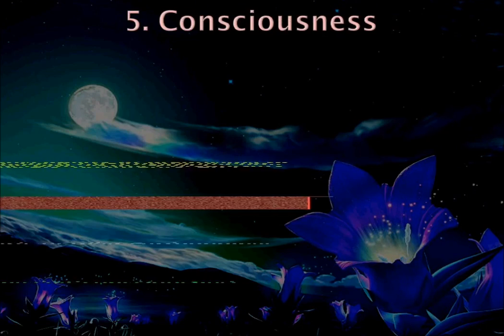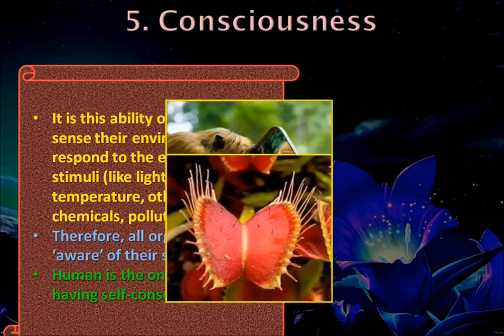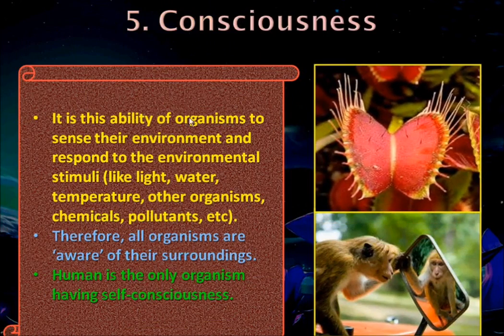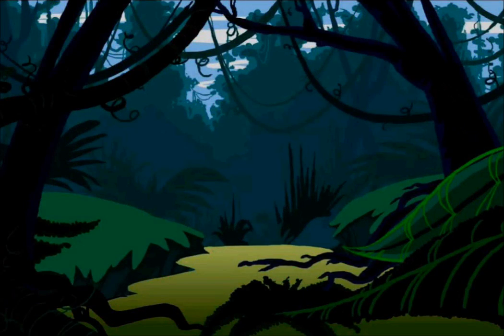So now let us define consciousness. So it is the ability of organisms to sense their environment. So all the living organisms, they will respond to certain stimuli. So these stimuli may be light, water, temperature, or maybe other organisms, chemicals and certain pollutants. So all the living organisms, they are aware of their environment.